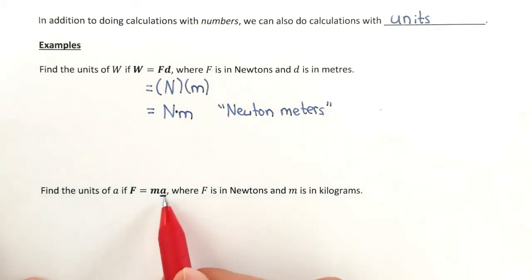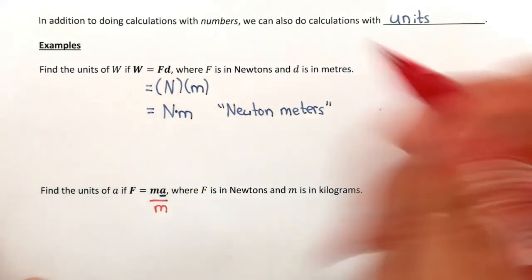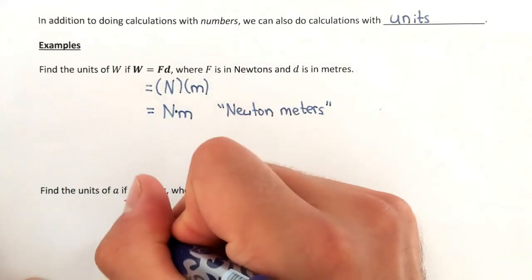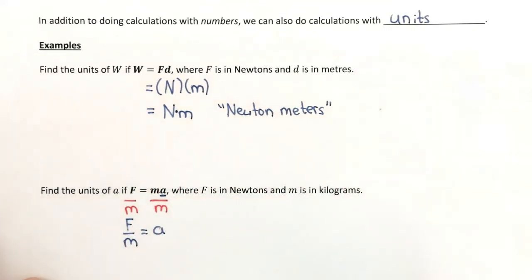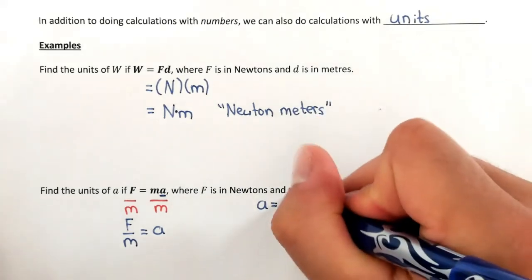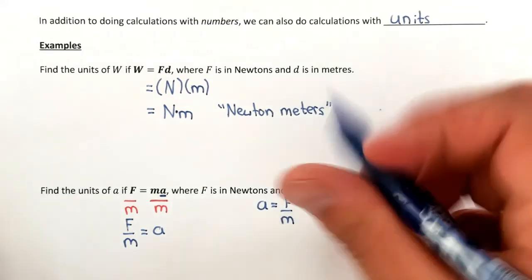And I noticed that the thing preventing a from being isolated is that it's being multiplied by m. So I'm going to divide by m. Do it to both sides. And that gives me F over m equals a. So there I've isolated a, and now I want to know what units it has. I'll maybe just write this again over here. So here's my new rearranged equation. a equals F over m. And what I'm doing now is I'm going to substitute things in.